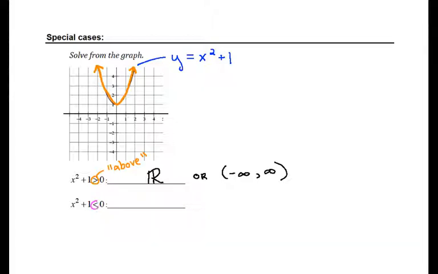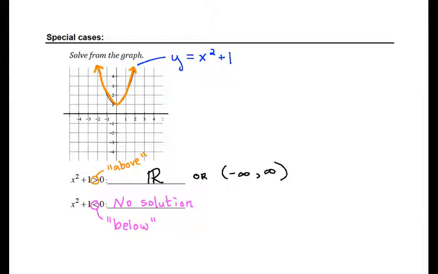The second one we would interpret as below. Since the graph sits entirely above the x-axis, it never sits below. So here we would say no solution. It turns out in this case, the second one of these is much less tricky than the first.